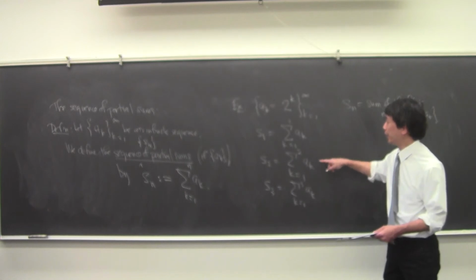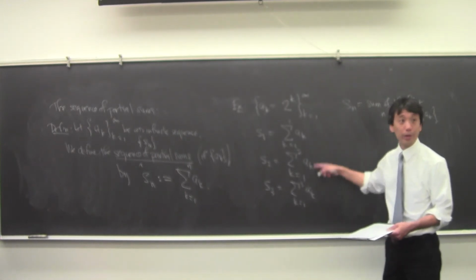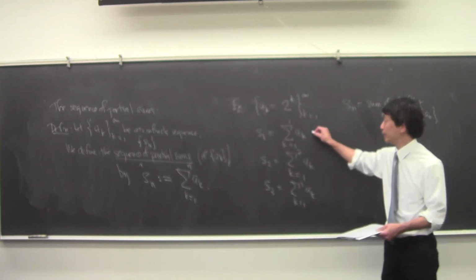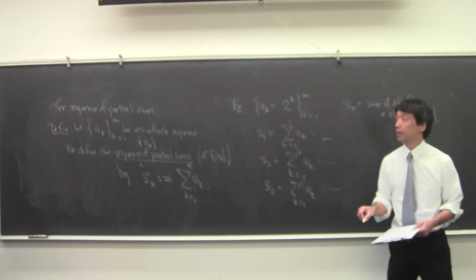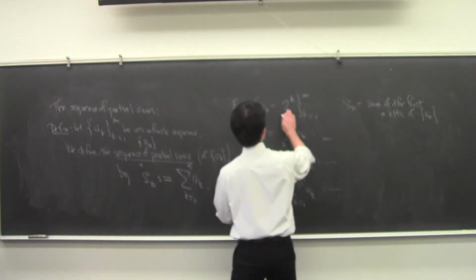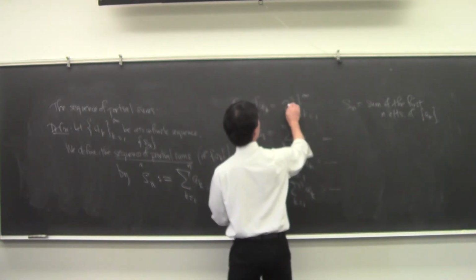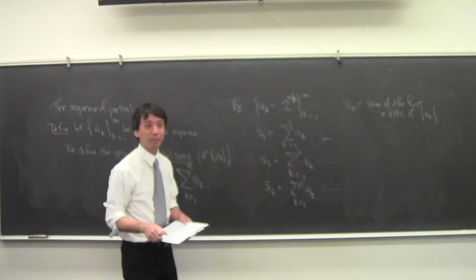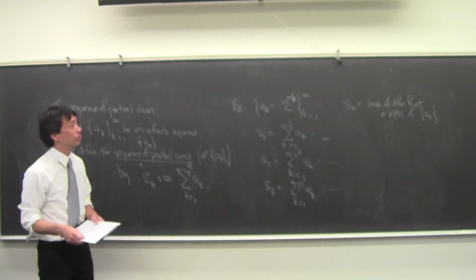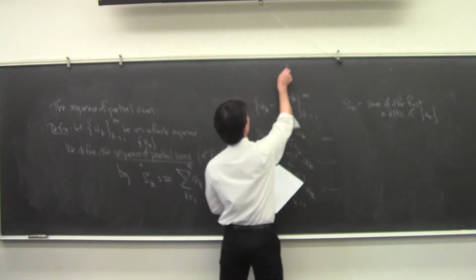Take a minute and write down the first four elements. What do these actually equal? Oh, actually, sorry, this should not be 2 to the k, but 2 to the negative k. In other words, 1 over 2 to the k.